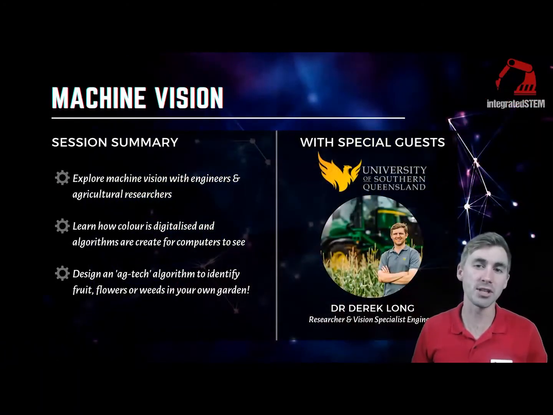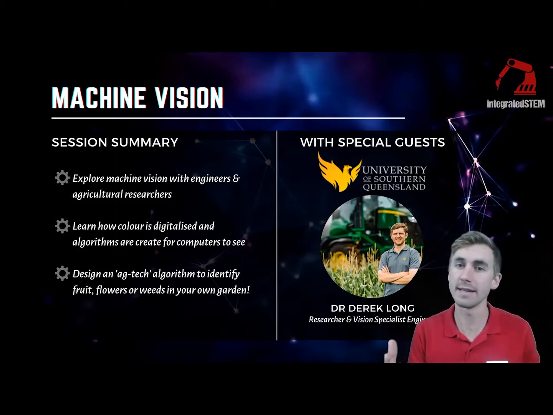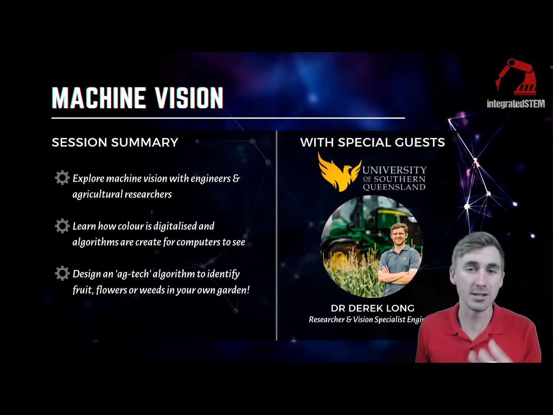Joining me to explore machine vision with you in this session is Dr. Derek Long. Derek is a friend of mine, but also a fellow researcher at the University of Southern Queensland. He is a specialist in machine vision and he's worked on countless projects to help farmers farm more efficiently using machine vision algorithms. That has included working with people like John Deere or putting vision sensors on drones, flying them over crops and analyzing those images in real time. There are some really cool projects that he's worked on, and it's great to have him in this session to demonstrate machine vision live and show you exactly how you can develop your very own algorithm.